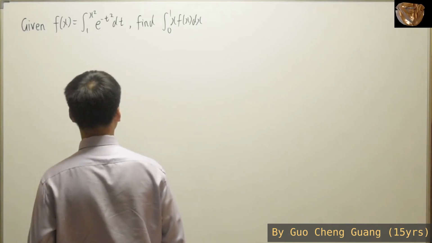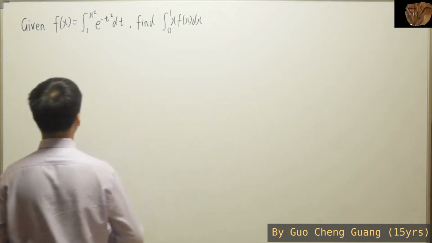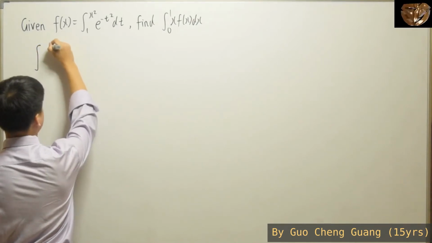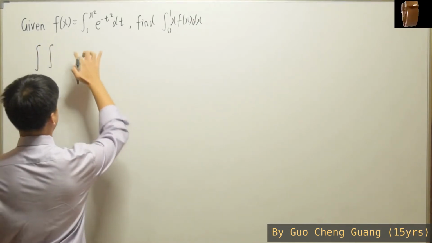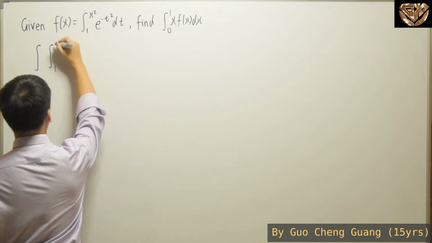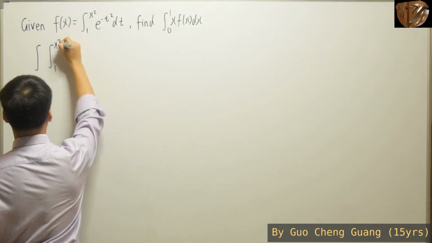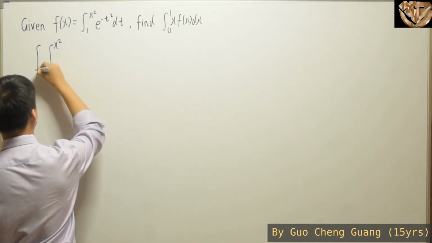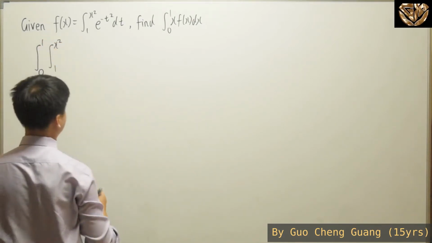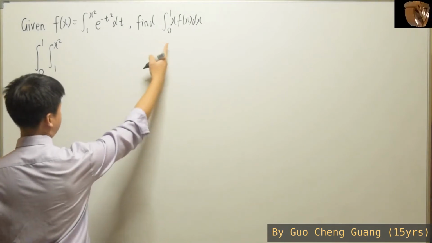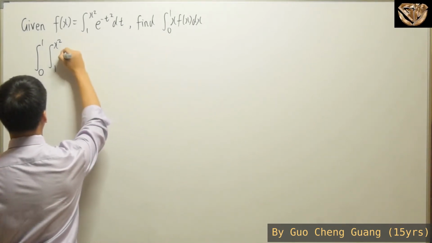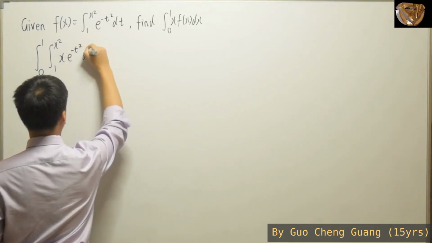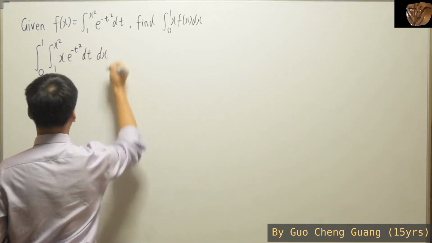Right. So, of course, when we put these two together, what you would realize is, since this will be on the inside, you have 1 to x squared for your inner integration, and your outer integration would be from 0 to 1. So x, you could technically multiply inside, which will give x e to the power of negative t squared dt dx.